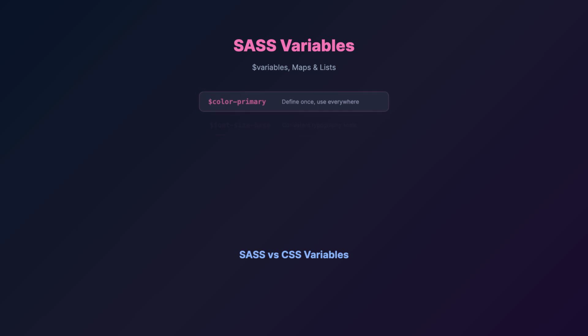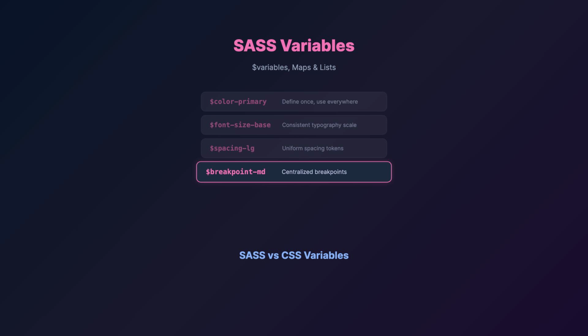Variables work for any CSS value. Colors, font sizes, spacing, breakpoints. $font-size-base: 1rem. $spacing-lg: 24px. $breakpoint-md: 768px.